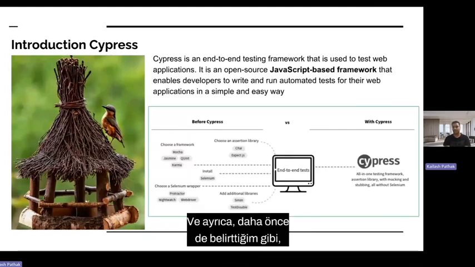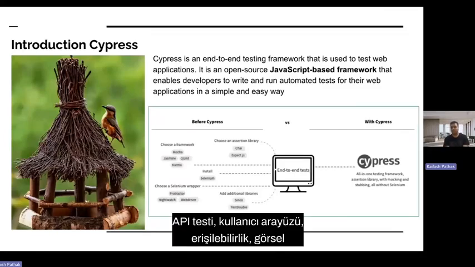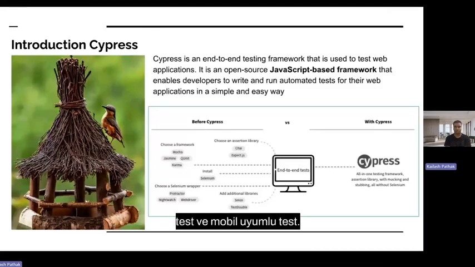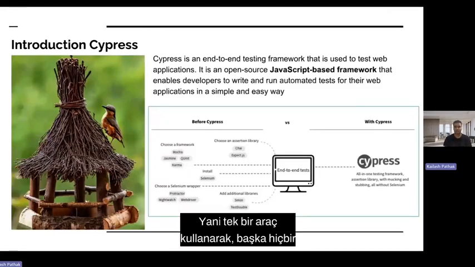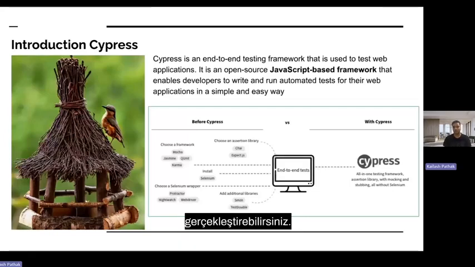And also, as I mentioned, we can do multiple types of testing with Cypress: API testing, UI, accessibility, visual testing, and mobile responsiveness testing. So using a single tool, we don't need to install anything. Using a single tool, we can perform multiple types of testing. So let's move to the next slide.